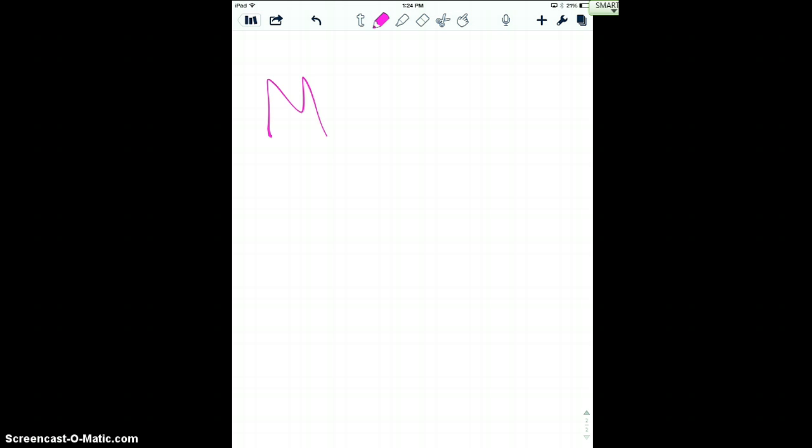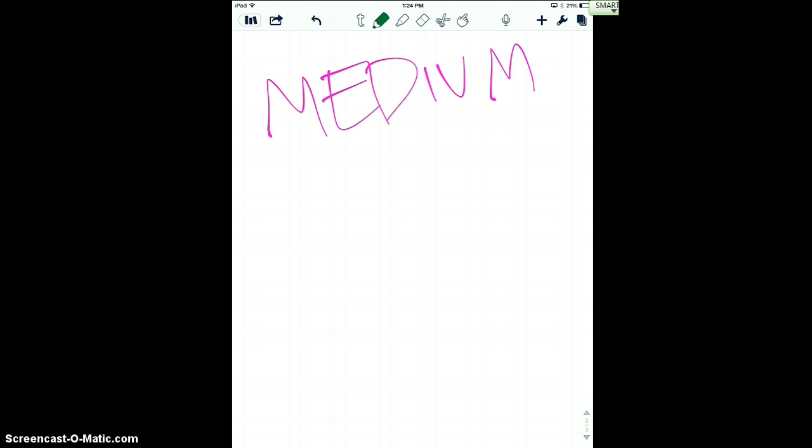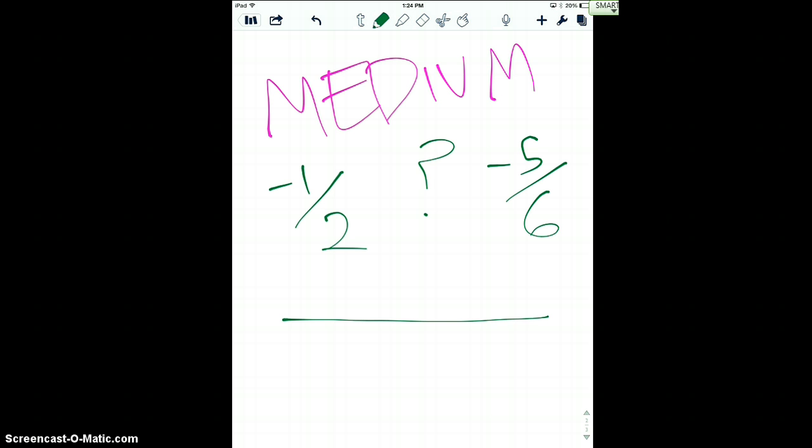We're stepping it up to medium. So I better get a different color. Let's go green. Okay, so medium, negative 1/2 compared to negative 5/6. And you're like, oh, we have fractions. Yes, we do. All right, so we work with fractions. And we have negatives. All right, so negatives, meaning I'm going to be below 0 on the number line.